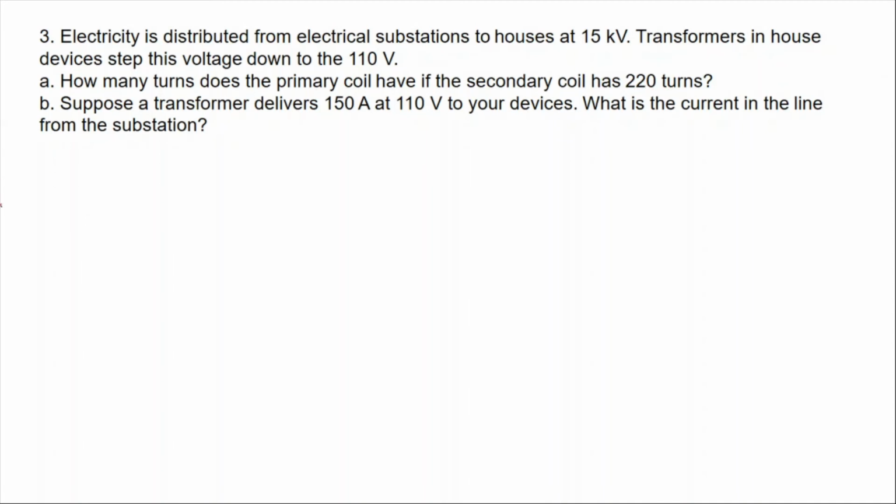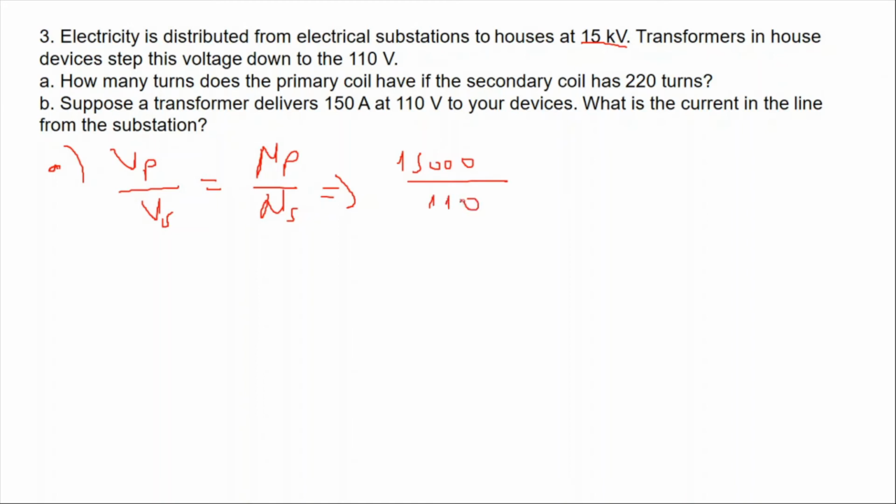Now for A, we are going to use our formula, V primary divided by V secondary equals N primary divided by N secondary, and we know that the primary voltage is 15,000 volts divided by the secondary, 110 volts, equals the number of turns in the primary coil divided by the secondary coil, where we have 220 turns. In making calculations, this will be 30,000 turns.